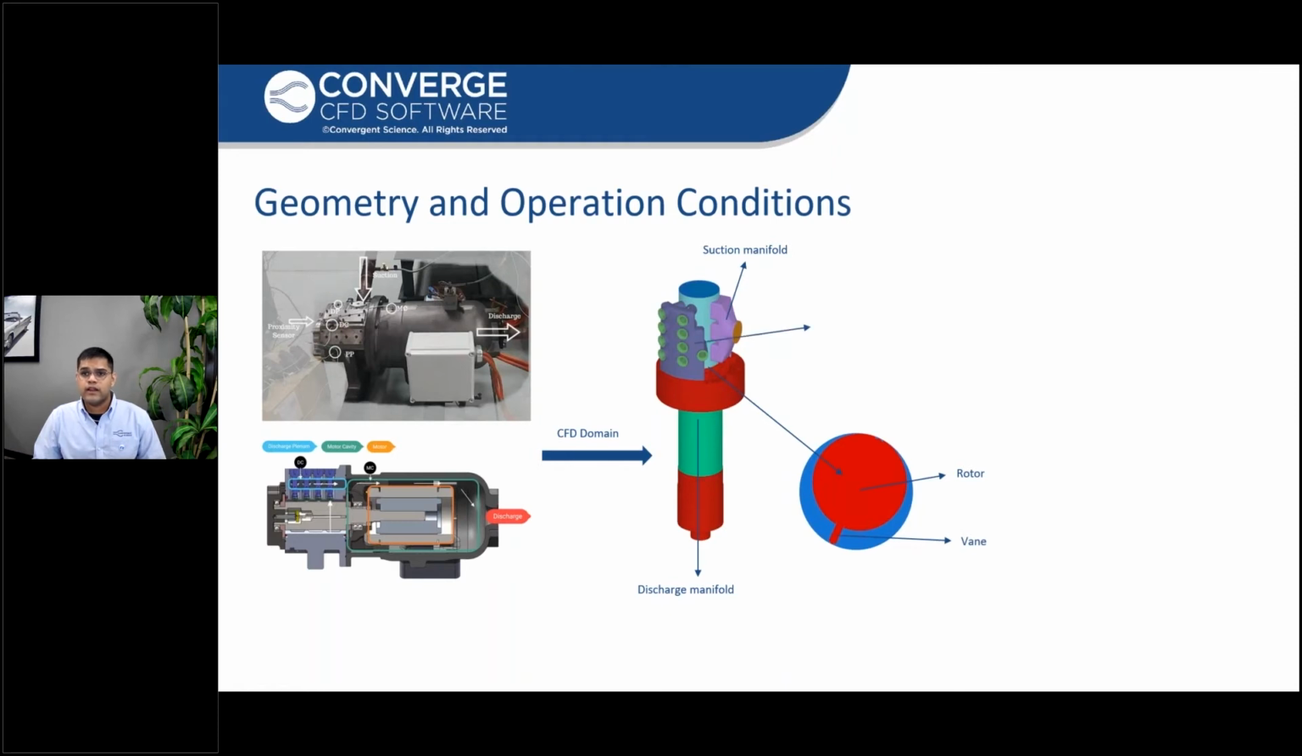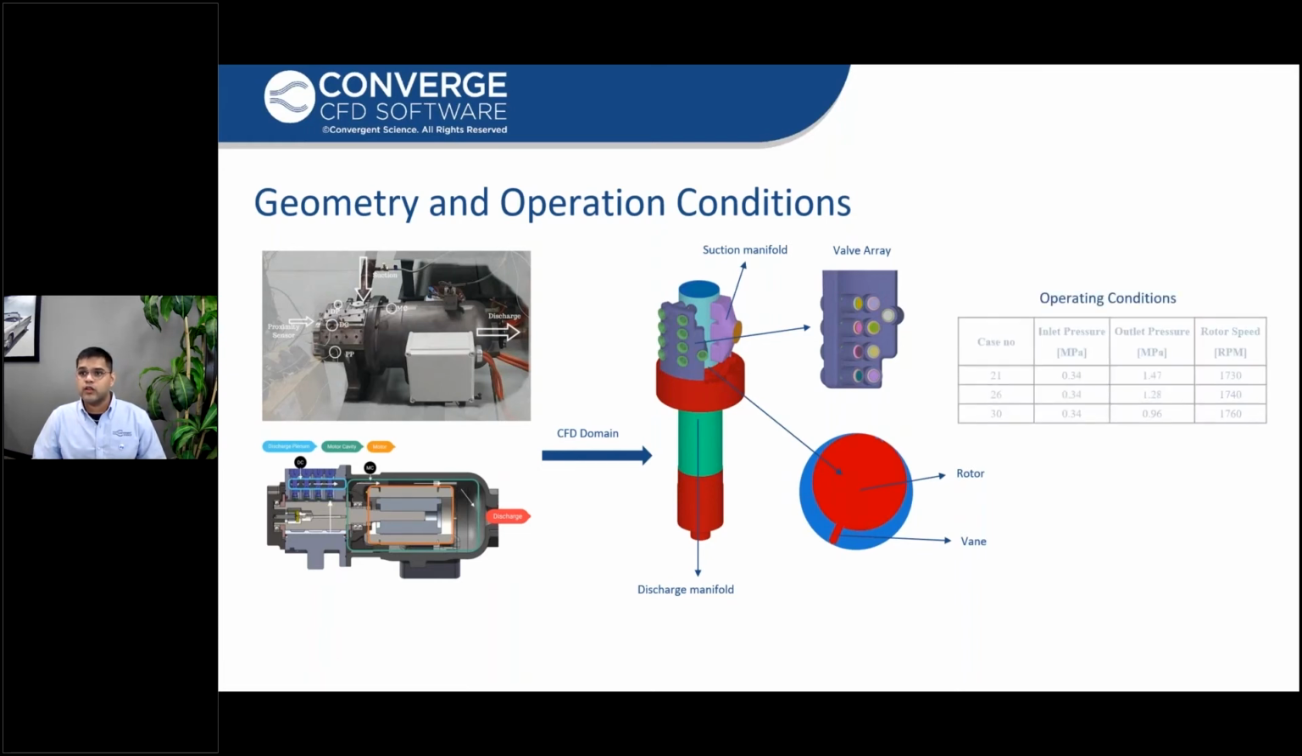And then finally, we have an array of 9 poppet valves arranged as such. And this will allow the flow from the compression region to the discharge region when the pressure in the compression region is high enough. So once we have the geometry set up, we can look into the operating conditions.